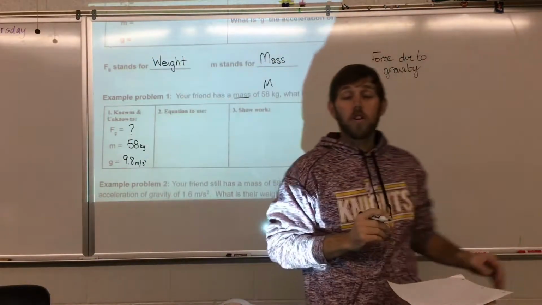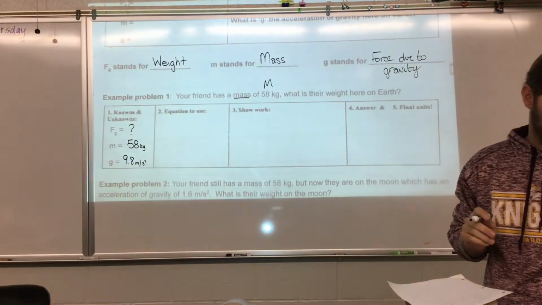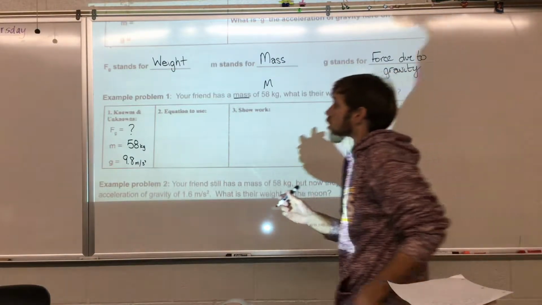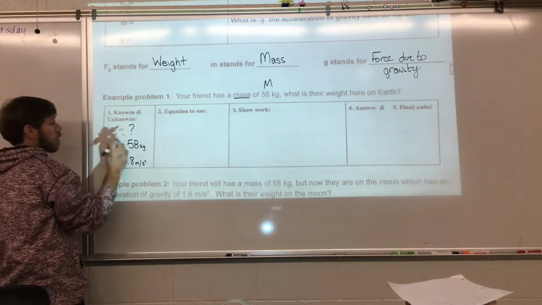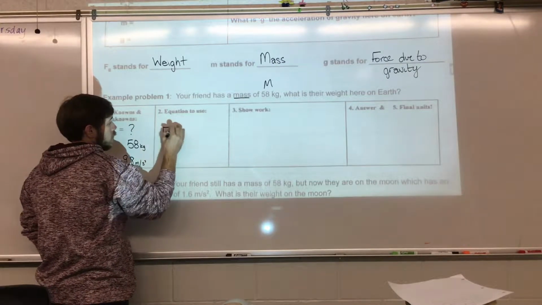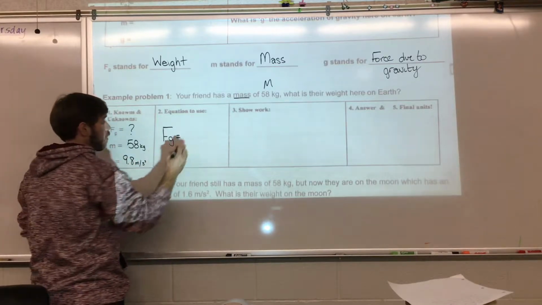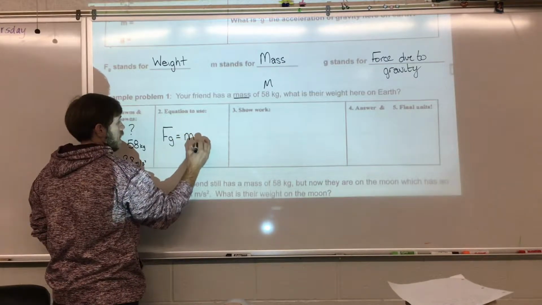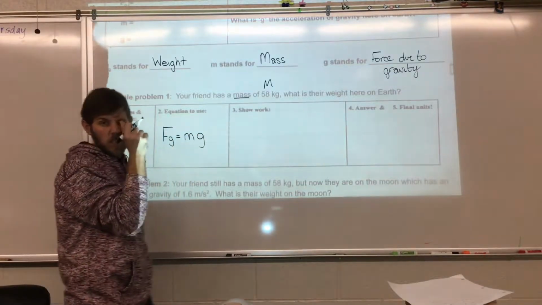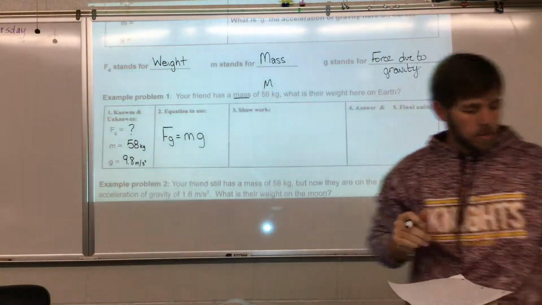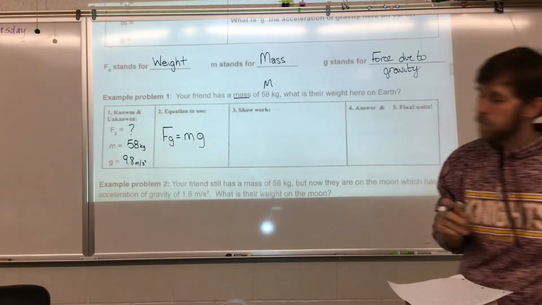So if we have all of our variables filled in, the two that we know and the one that we don't know, now it's, okay, which equation do we use? Once again, up here, when we're solving for F of G, we're solving for weight, then what we're going to do is just take M, multiply it by G. That one's simple enough. For me, that's always the easiest equation.